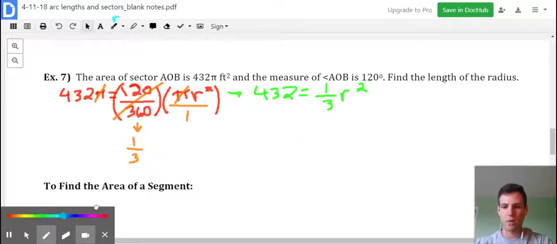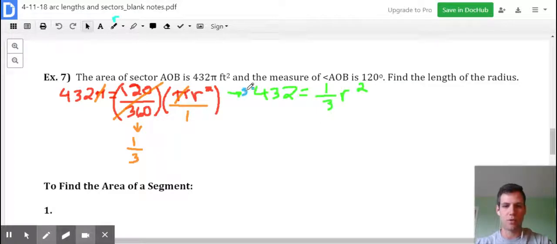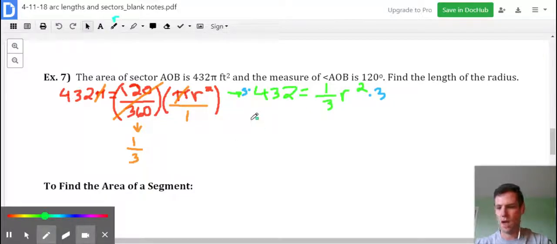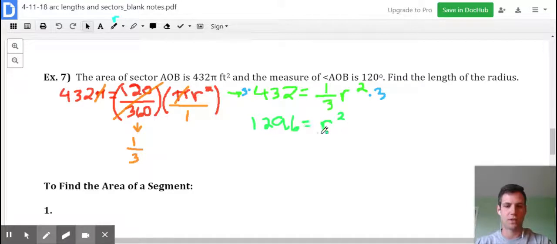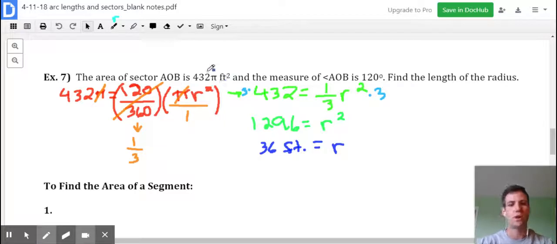Now my step here would be to multiply both sides by 3 to get rid of the 1/3 that we have right there. And that means we would have 1296 on the left side, which is 432 times 3, and an r squared remaining on the right side. And then we just have to take the square root of both sides, and that means that our answer for our radius ends up being 36 feet. That would be the radius of this circle if the sector area or pi slice of AOB is 432 pi feet squared.